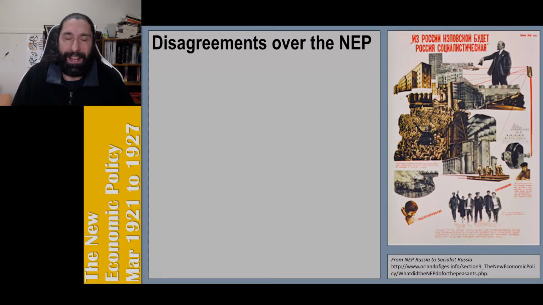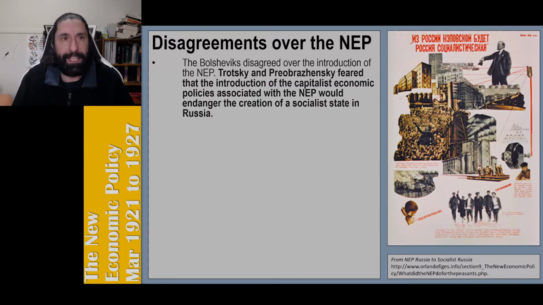Okay, so as I was referring to before, there were disagreements over the introduction of the NEP. The Bolsheviks disagreed over the introduction of the NEP. In particular, Trotsky and Preobrazhensky feared that the introduction of the capitalist economic policies associated with the NEP would endanger the creation of a socialist state in Russia and revive a capitalist state within Russia. And that's what the Bolsheviks did not want.